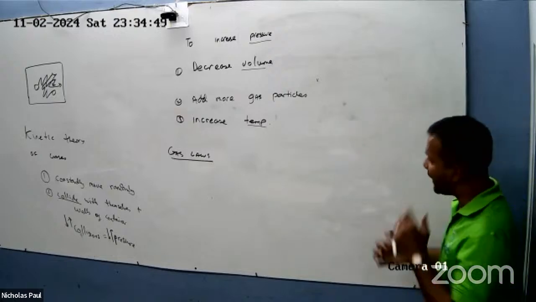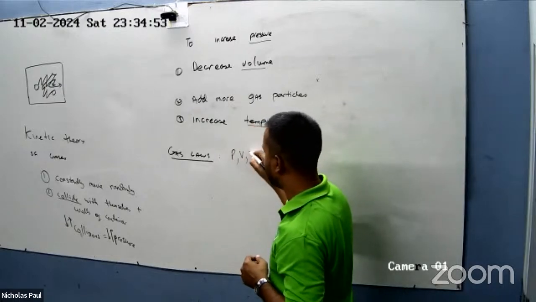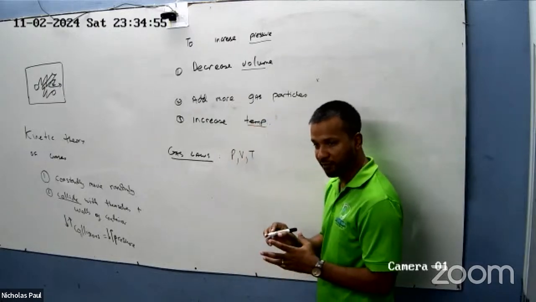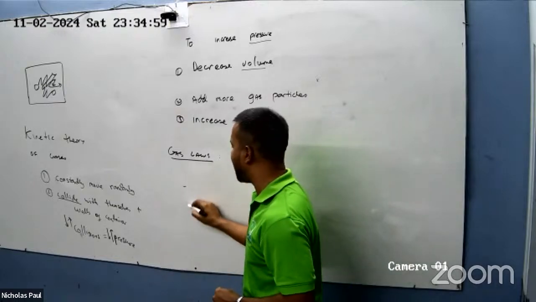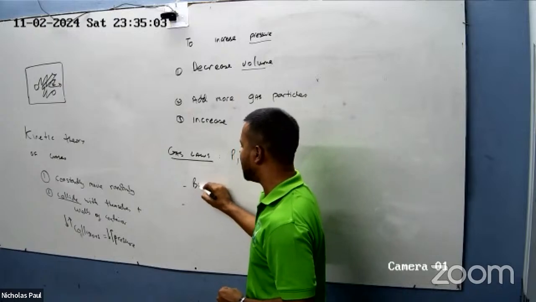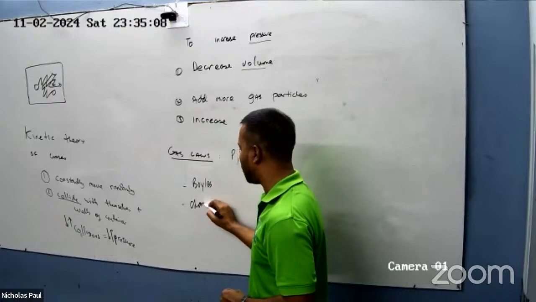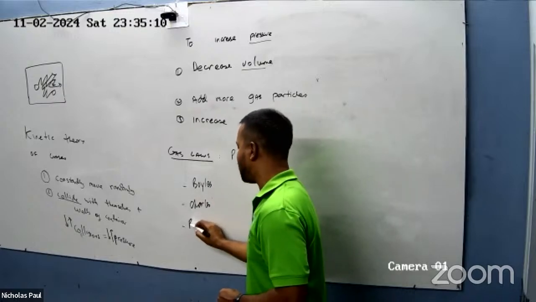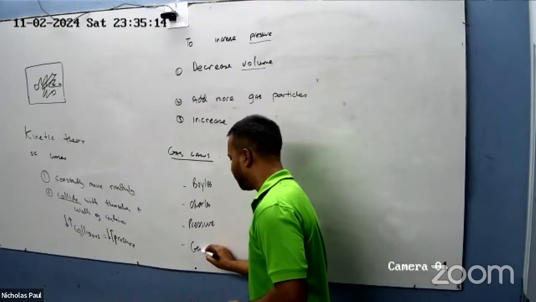Ready? Gas laws now. Gas laws give us an idea how pressure, volume, and temperature behave, right? And there are 4 laws, but there are 3 guys who did most of the work in it. One of the guys is Boyle, right? Then we have something called Charles' law. Then we have pressure law. And last law is the general law.